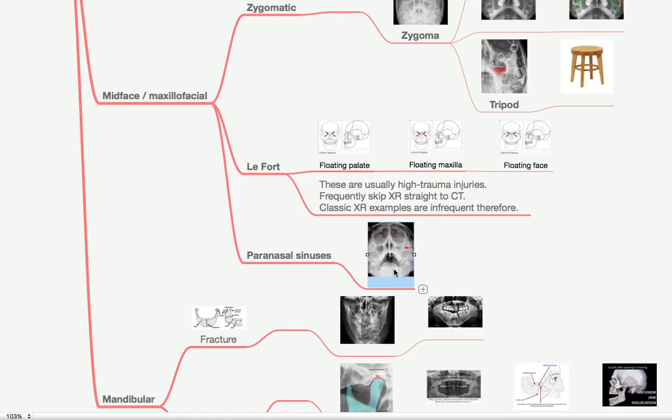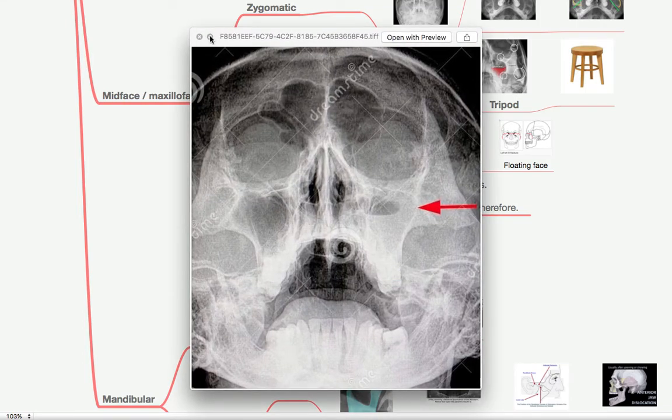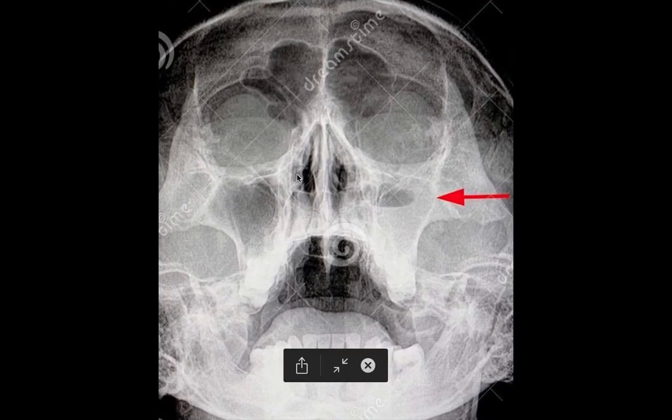Paranasal sinuses, also part of the face, the midface. Now, let's have a look at this side first to begin with. We've got our right side, the maxillary sinus, and thankfully it's full of air, nice and airy inside there. But using our rule of asymmetry, if we look at the other side, what on earth is this? Well, this is a fluid level. So we've got fluid within the maxillary sinus.